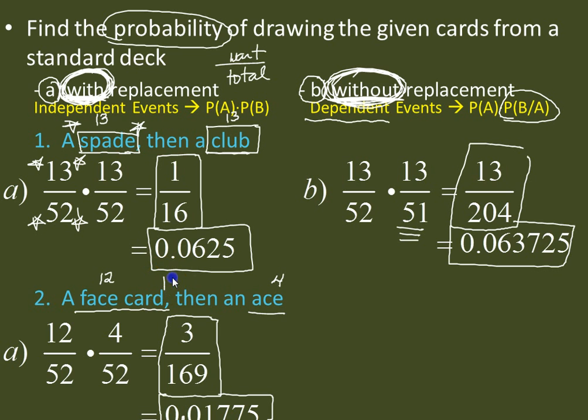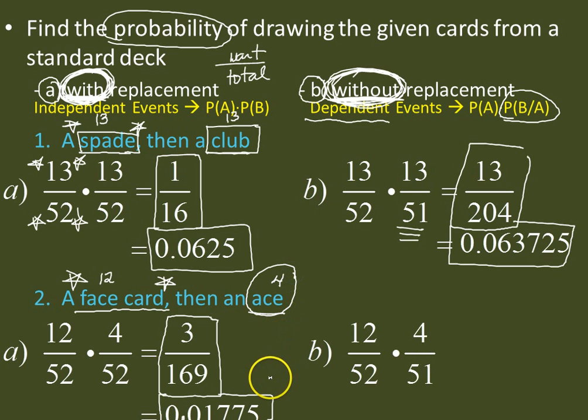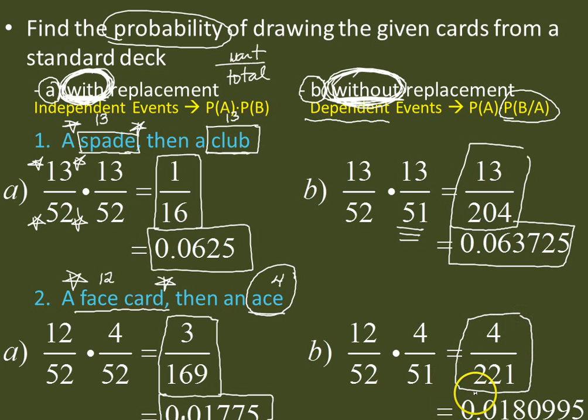So does the first part change? Drawing a face card is still 12 out of 52, but I don't put it back this time. So if I don't put it back, what are the chances of me drawing the ace? 4 out of 51. So 12 out of 52 times 4 out of 51 reduced is 4 over 221, or 0.018095.